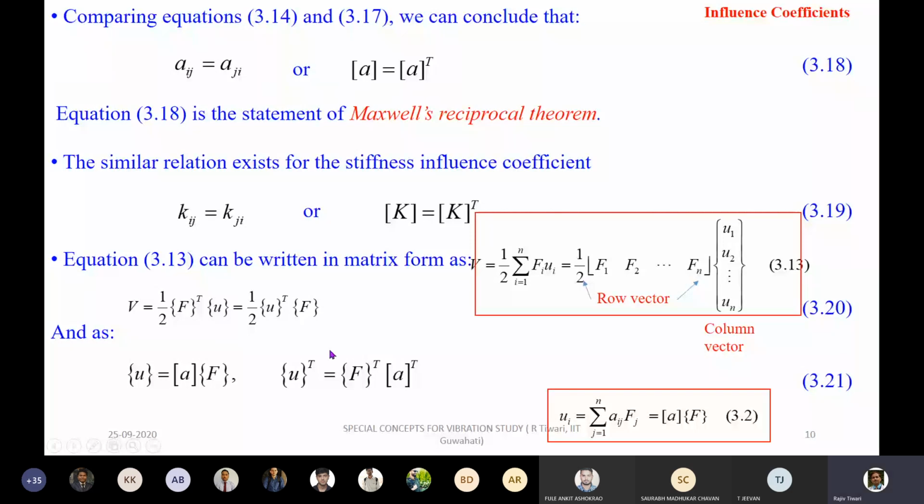Yeah, so this we already related earlier. If you see this expression, which relates the U with Fi, we already related this one. So this is a column vector. I think we already related this earlier.